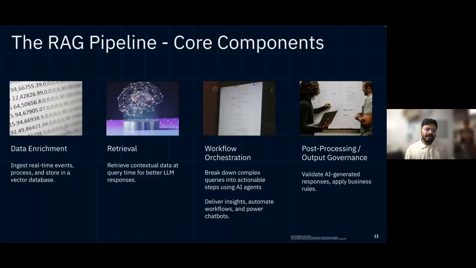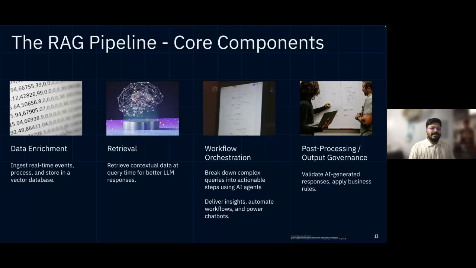The RAG pipeline can be split into 4 core components. One is the data enrichment part. This is the part where we prepare the data. We prepare the data by ingesting real-time events, processing and storing those into vector databases. The retrieval part is where we get the contextual data from a RAG system using a query that is provided by the user to give better LLM responses.